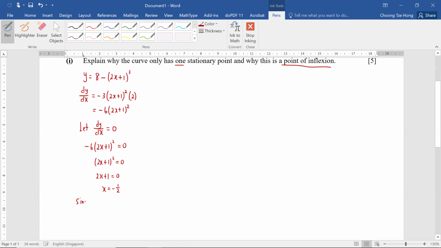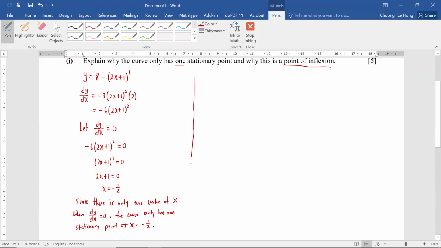What we can say is that since there is only one value of x when dy over dx equals 0, the curve only has one stationary point at x equals negative half, right? At the point at x equals negative half. Okay, so we have done the explanation for the first part.